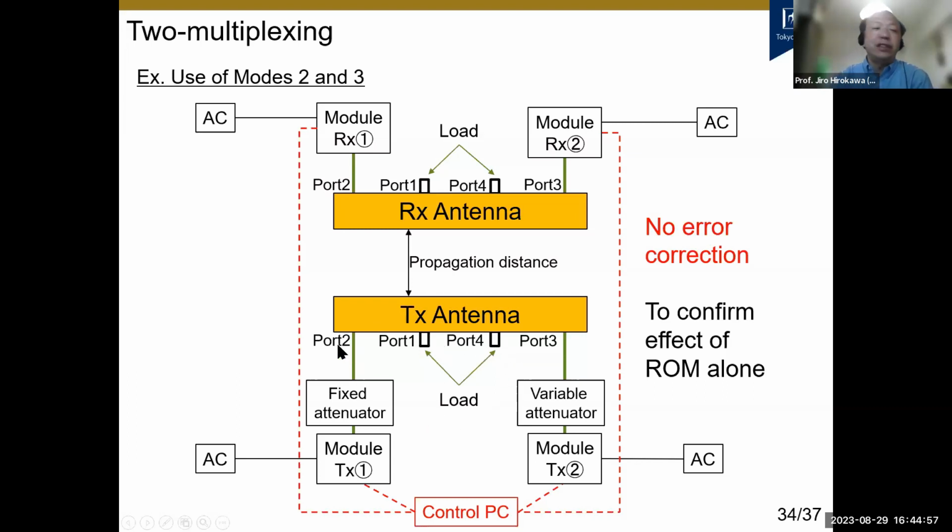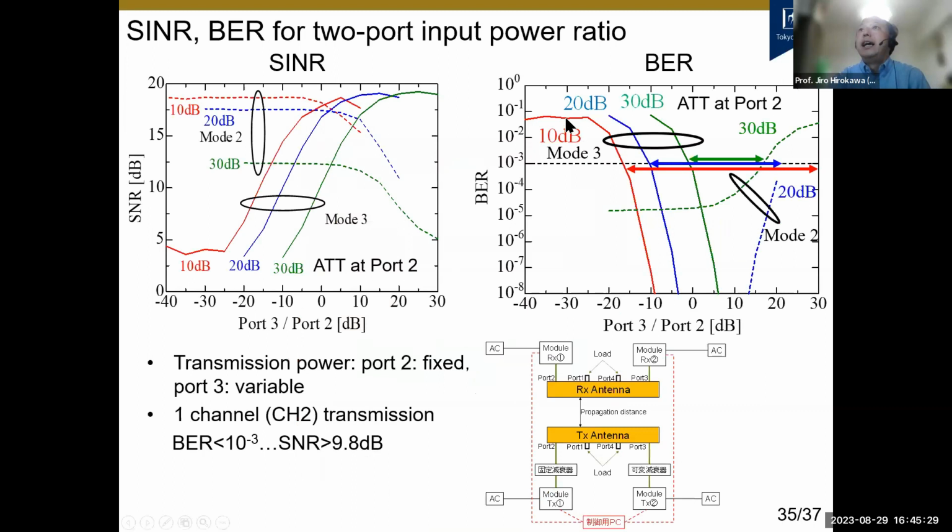Port 2 is the desired mode, and its signal level is controlled by a fixed attenuator. Port 3 is the interference mode, and this interference level is also controlled by another attenuator. So anyway, we control both the signal and interference levels.